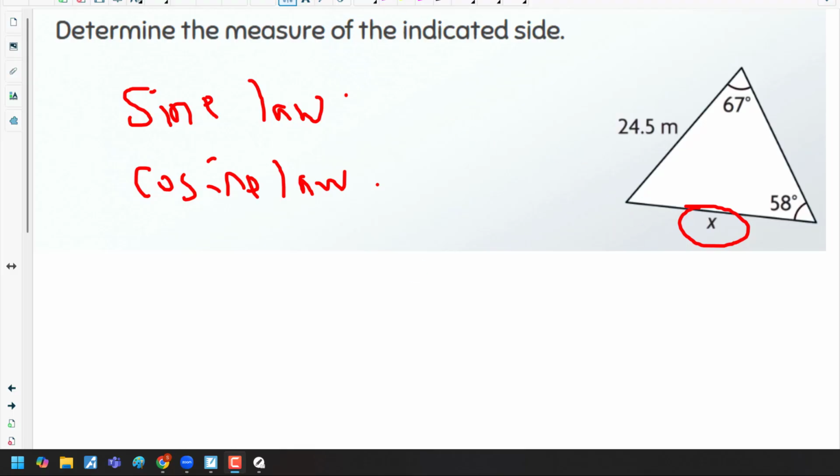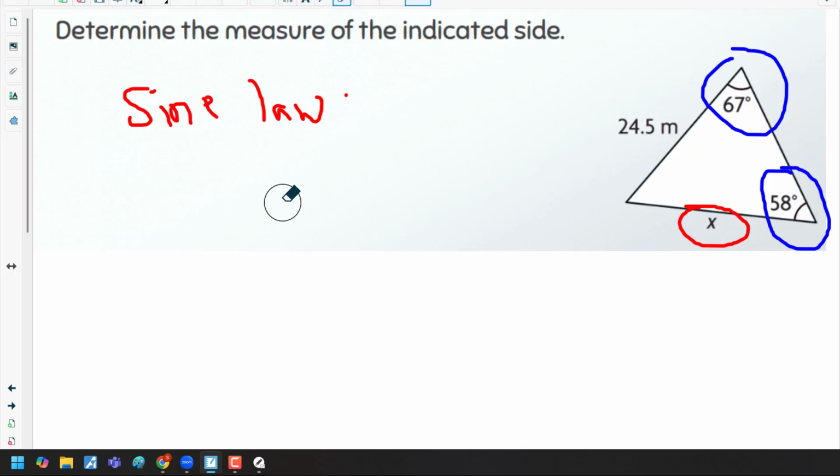For this one, we have 2 angles that are given. Usually, whenever that's the case, it's going to be sine law. Because cosine law is just when you have no angles given, or when you have the angle that's in between your 2 sides given. That's cosine law. So just kind of a reminder. Cosine law, either no angles are given, or usually only 1 angle is given. So in this case, the answer is sine law. We are going to use sine law here.